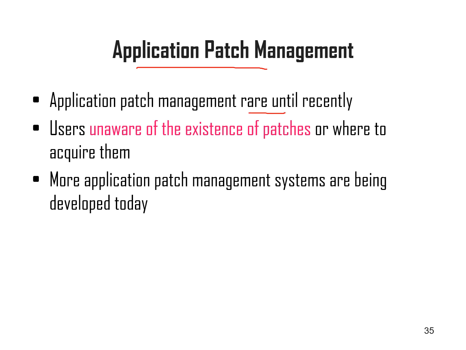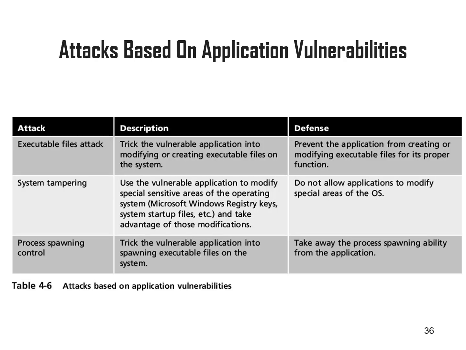But it was actually rare until recently. In application patch management, users are unaware of the existence of patches or updates for a particular application, and where to get them. It is a lack of knowledge among users about where to get the updates and which resource to trust for patches. More application patch management systems are being developed today.